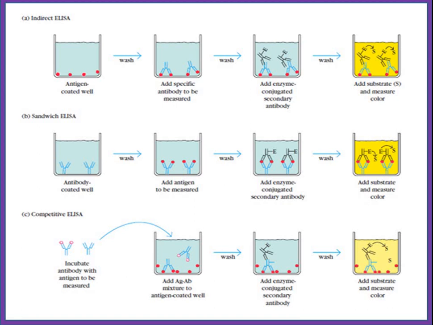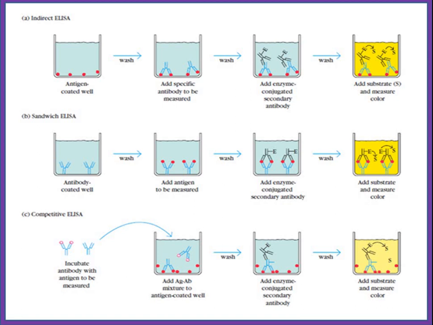Third one, the competitive manner. In the competitive manner, antigen and antibody are pre-incubated. Then the pre-incubated antigen antibody complex is transferred into the ELISA plate well. The ELISA plate well also contains antigen. Here the competition occurs between the antigen and antibody.